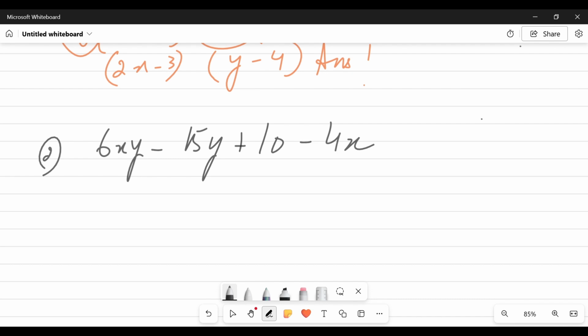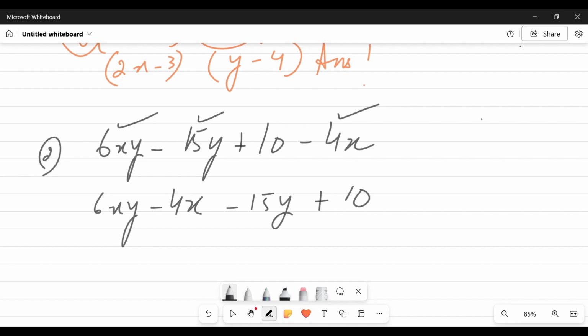So what I'm going to do here is 6xy and 4x, arrange it, and then minus 15y and plus 10. Now make pairs. So 6 and 4, the highest common factor is 2 and x between them. 2, what's 6? 2 3s are 6. X cancels, y minus 2.